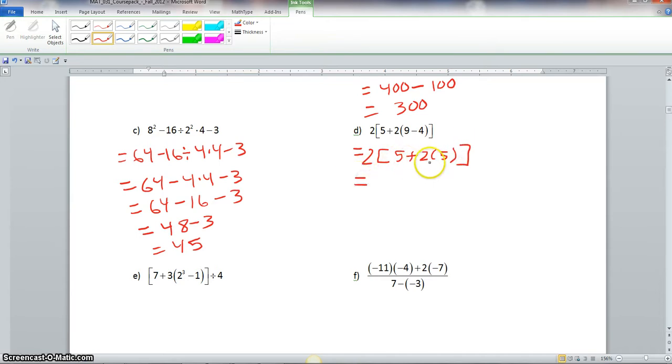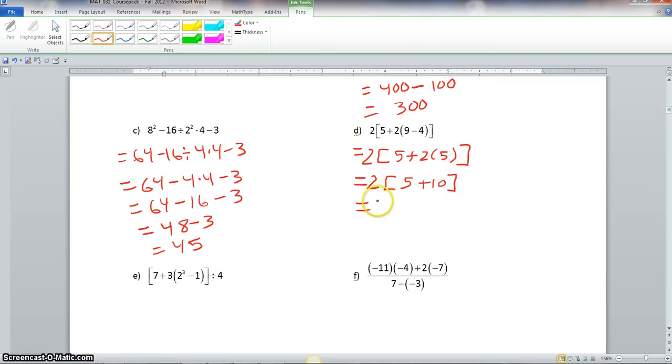Now we still need to work inside this bracket. We can't do anything more with this parenthesis. So our operations are addition and multiplication. We do the multiplication first. So we have 2 times the bracket of 5 plus 10.